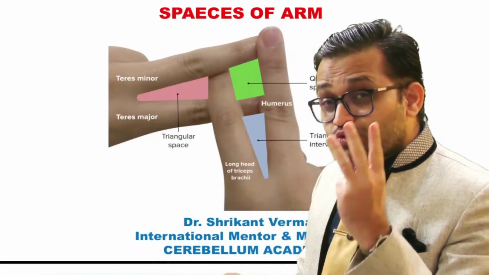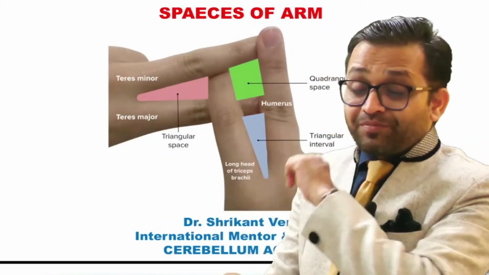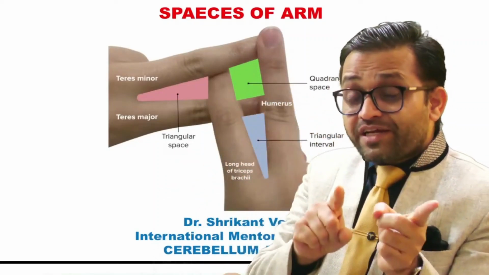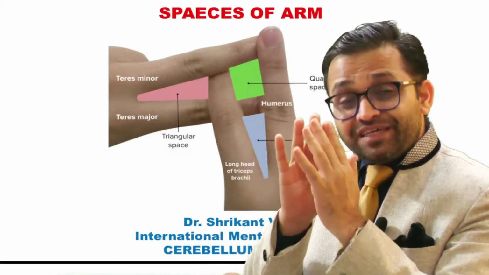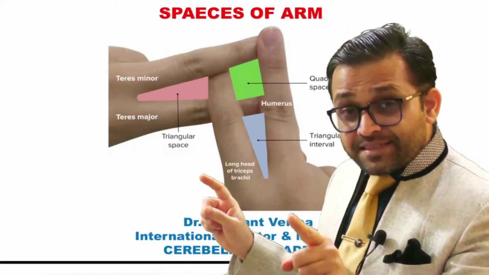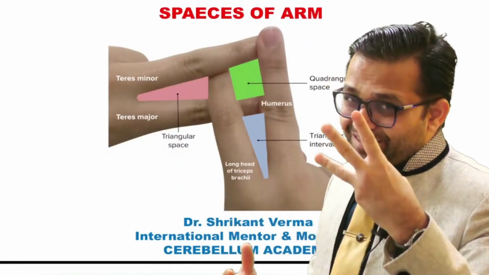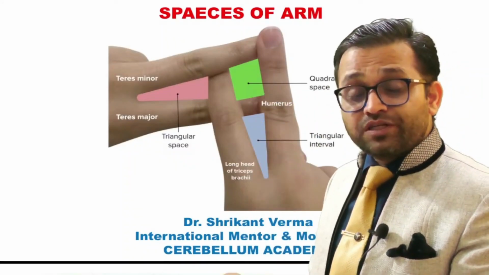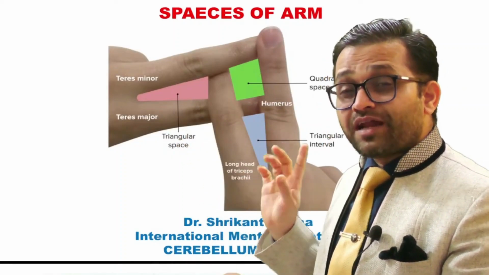So first of all, children, three things you need to remember. First, there are three spaces in the arm. Remember, later I will teach you the spaces of the hand also. Don't get confused. Spaces of the hand, thenar space, hypothenar space are different, and here are the spaces of the arm or the spaces of the axilla or the spaces of the subscapular region. How many spaces are there? Sir, there are three spaces. So tell me, beta, which three spaces? First is quadrangular space, next is upper triangular, and next one is lower triangular space.